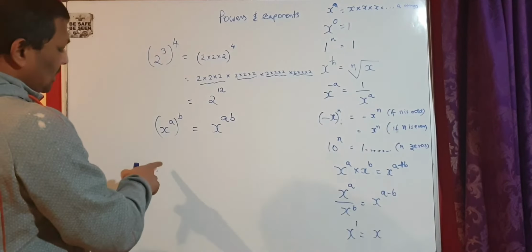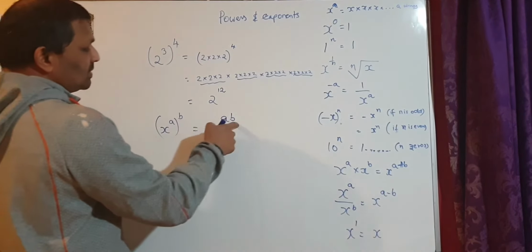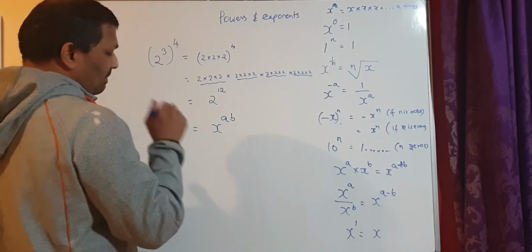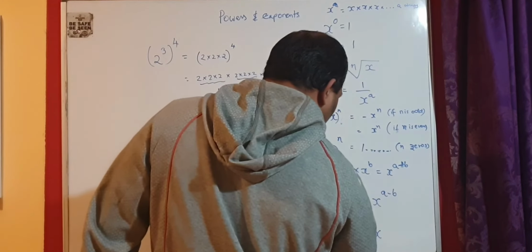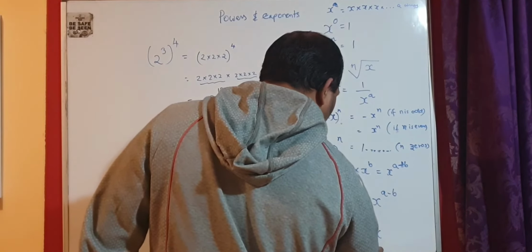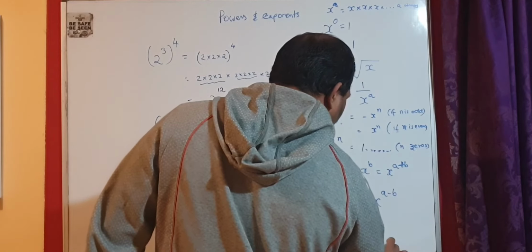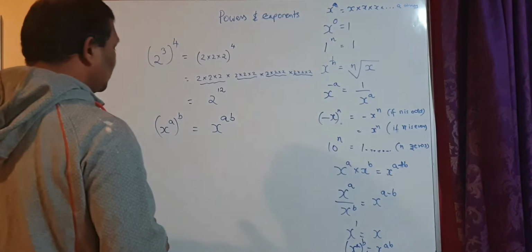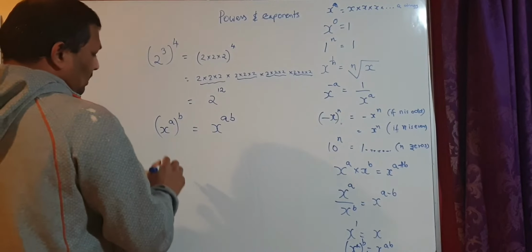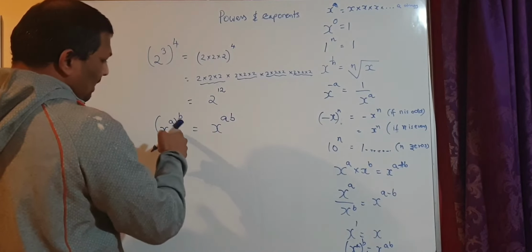So the formula here is that x to the power of a, whole to the power of b, is equal to x to the power of ab. Okay, that is also another formula. x to the power of a, whole to the power of b, is equal to x to the power of ab. Okay. All right. So there is a slight difference here.